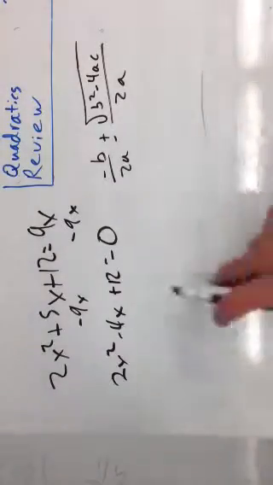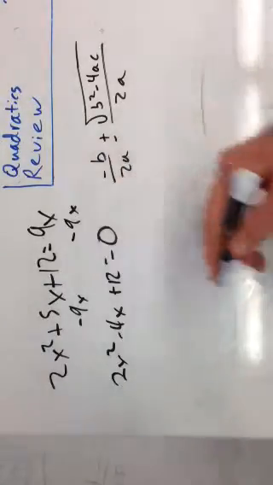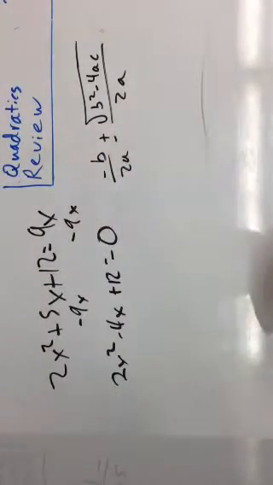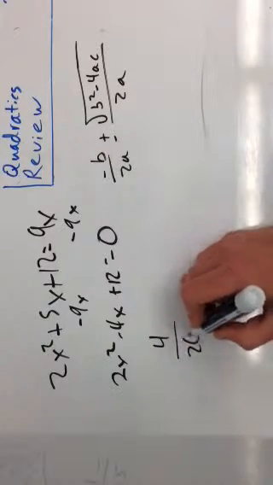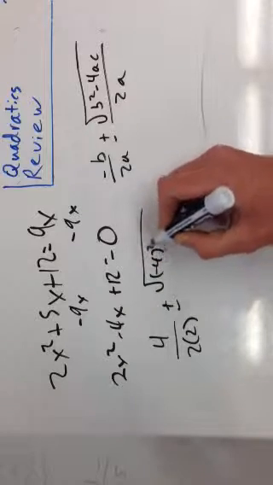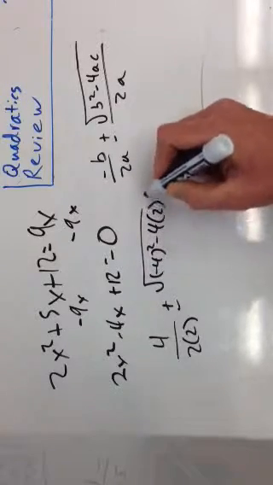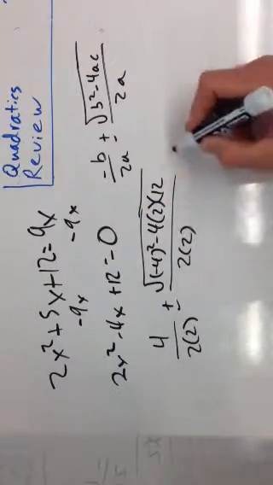Pause the video real quick, see if you guys can put in the quadratic formula, and then I'm going to put it in there and see if we get the same thing. So I'll give you a second to pause it. Okay, so what you should have got was 4 over 2a plus or minus the square root of negative 4 squared minus 4 times 2 times c all over 2a.